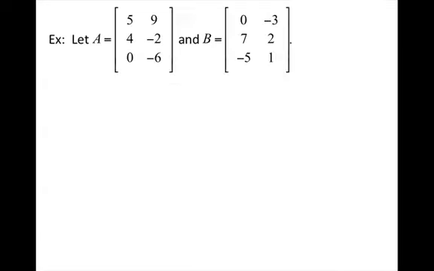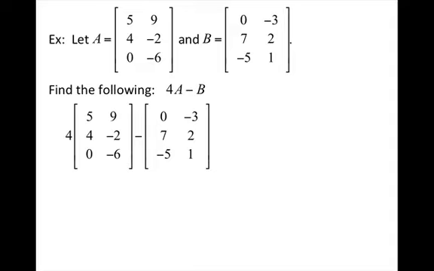So let's look at a few examples. Suppose you're given that matrix A is the 3 by 2 matrix, 5, 9, 4, -2, and 0, -6. And matrix B is also a 3 by 2 matrix, 0, -3, 7, 2, and -5, 1. So if I want to find 4A minus B, I'm basically going to replace the variable A with that matrix and replace the variable B with that matrix. So I have 4 times matrix A minus matrix B.